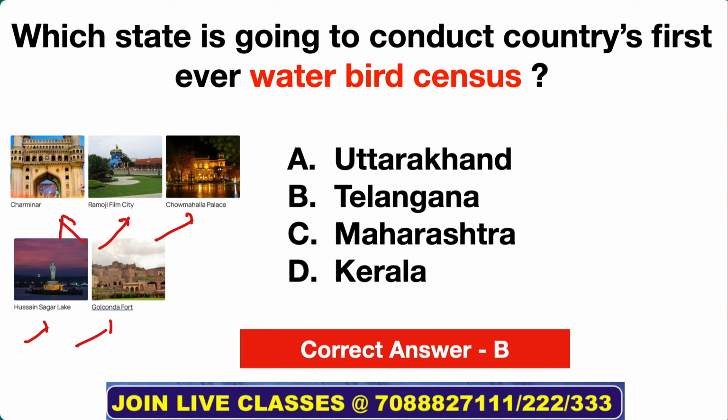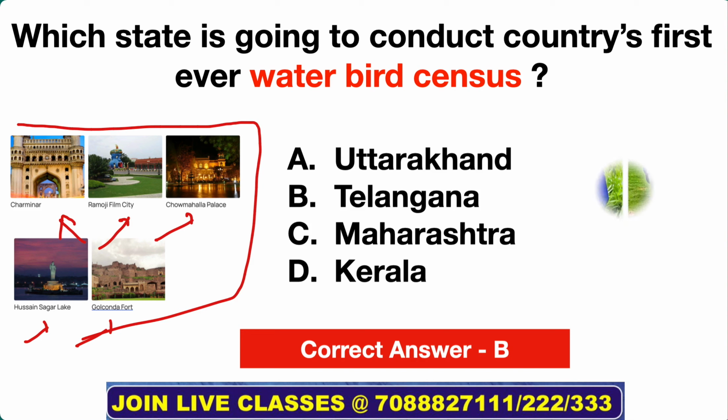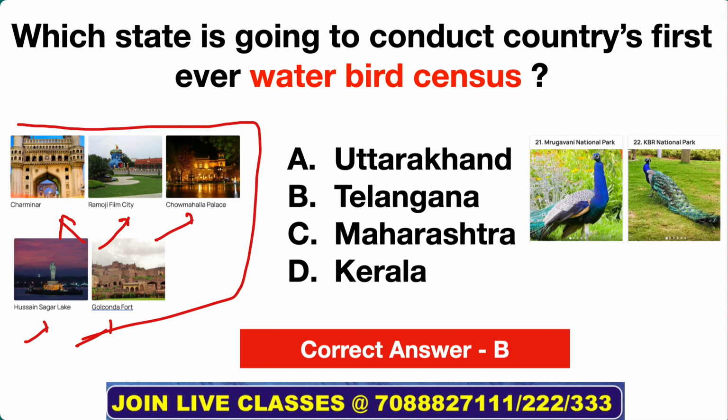You have to remember them. The question asks, Hussain Sagar Lake is located in which state? These types of questions are frequently asked in RIMC, RMS and Sainik school exams. Clear? Charminar, Ramoji Film City, Chowmahalla Palace, Hussain Sagar Lake and Golconda Fort are located in Telangana. There are two national parks located in Telangana. One is Mrugavani National Park and another is KBR, Kasu Brahmananda Reddy National Park. Clear?